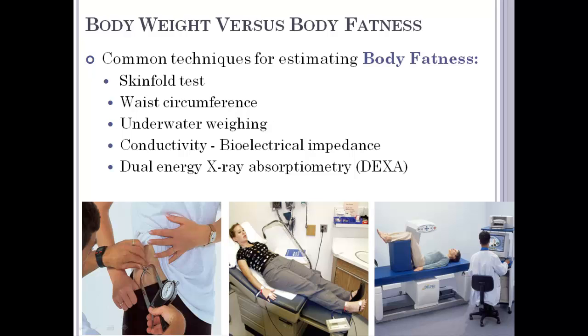Waist circumference is a really good measure of body fatness. Remember we talked before about the waist to hip ratio and calculating that. Well, your waist circumference and the waist to hip ratio have been shown in many research studies to have a very high correlation in terms of accuracy for body fatness.